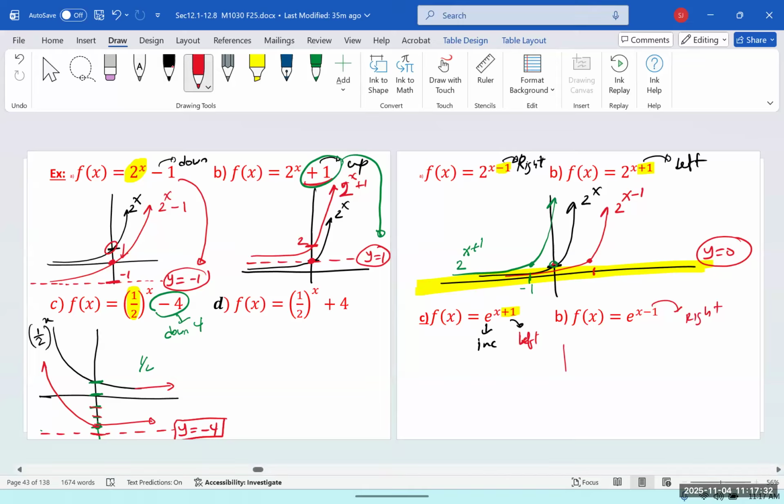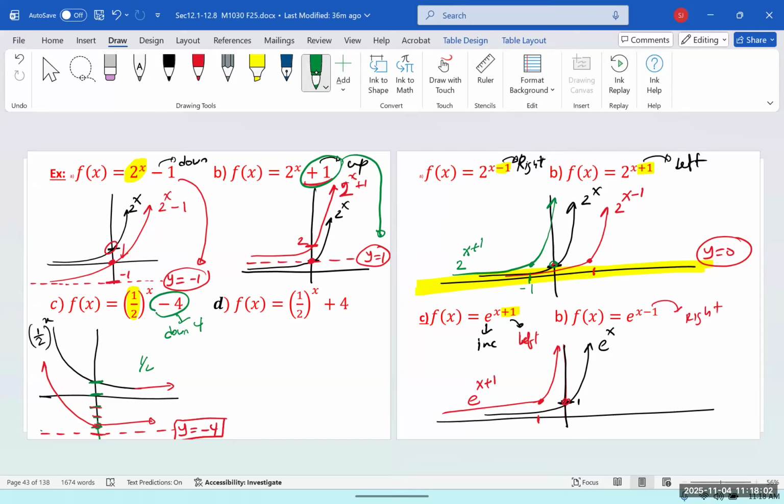So let me do the same thing. Draw one graph. The original one goes through the y value 1. So this is e to the x. You take this and go 1 unit left, then you get e to the x plus 1. You take this and go 1 unit to the right, then you get e to the x minus 1.